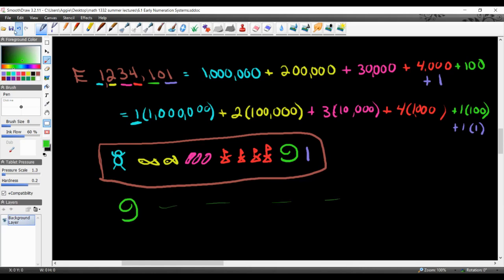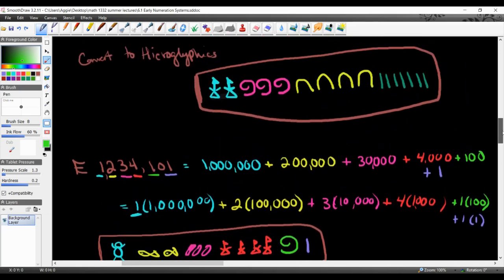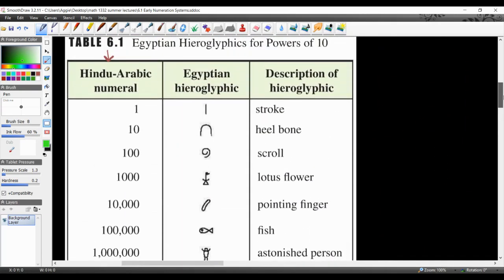It doesn't really matter. I would say, to make it easier for us to put it in order, so that way it's easier to read. But if you don't want to, you don't have to. There's no rule that says you have to for these. So that's the basics of how to write these Egyptian hieroglyphics.